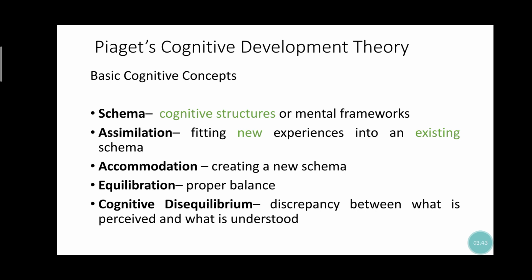Lastly, we have cognitive disequilibrium. This is the discrepancy between what is perceived and what is understood. It is a state of cognitive imbalance. This happens when you come across new information or experiences that do not fit into your current knowledge based on your prior knowledge. That is cognitive disequilibrium.